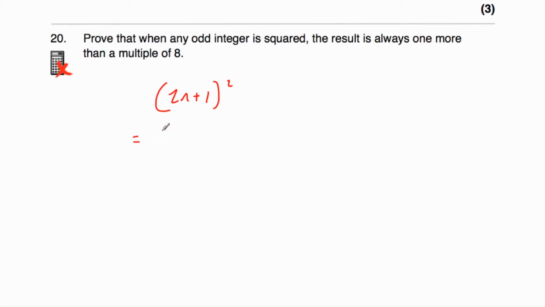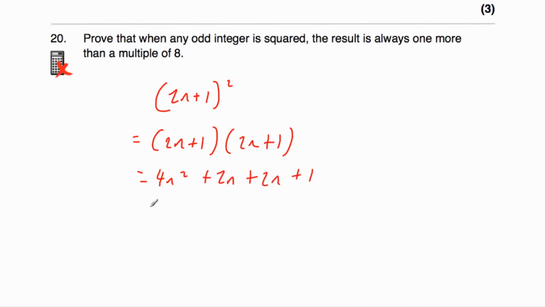That's going to be equal to 2n plus 1 multiplied by 2n plus 1. 2n times 2n would be 4n squared. 2n times 1 will be plus 2n, 1 times 2n will be plus 2n, and 1 times 1 is plus 1. And when we simplify this, we get 4n squared plus 4n plus 1.